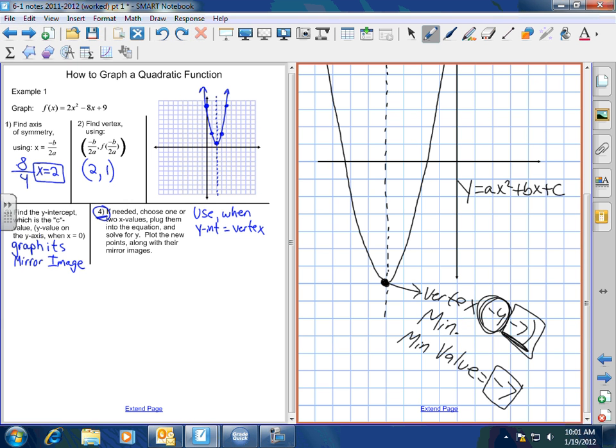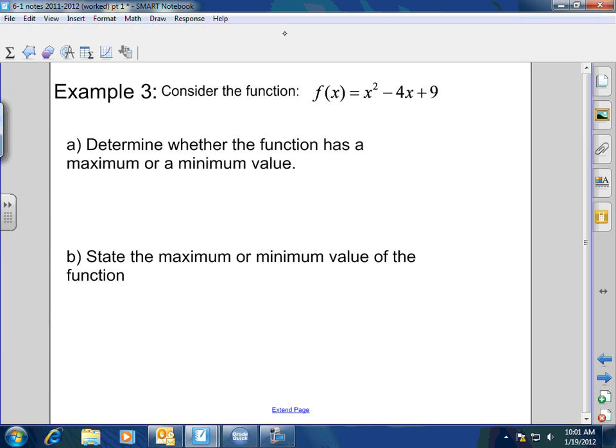So the maximum value would still be a what? If it was a maximum value, it'd still be the y value of the vertex. Yes, sir. May I continue, gentlemen? Thank you. Awesome. Great job.